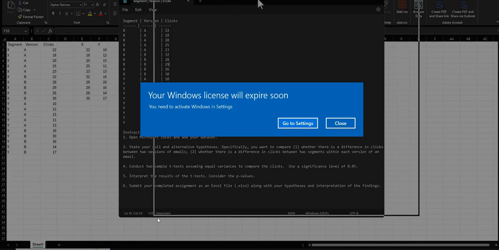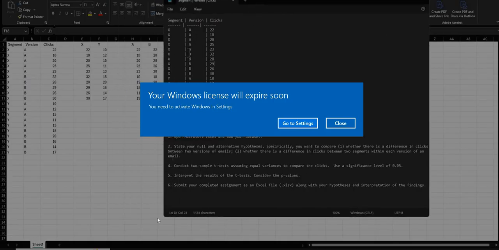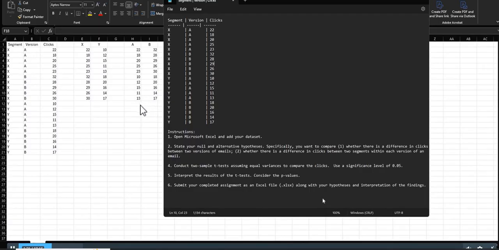And we also want the information for A and B. So we took the information from XA, put it there, YA and put it there, XB, put it there, YB and put it there. So we have all of the A's and all the B's here. We're going to see if there's any difference between the two versions. We may find significant difference between them, regardless of which segment they're attached to.